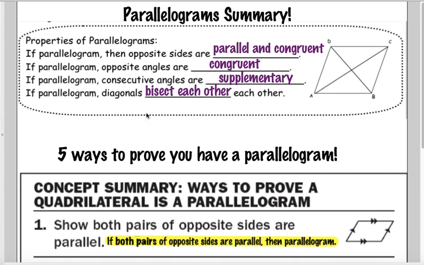Let's look again at the properties of parallelograms. If you have a parallelogram, then your opposite sides are going to be parallel and congruent to each other. If you have a parallelogram, the opposite angles will be congruent. The consecutive angles will be supplementary, and the diagonals will bisect each other.